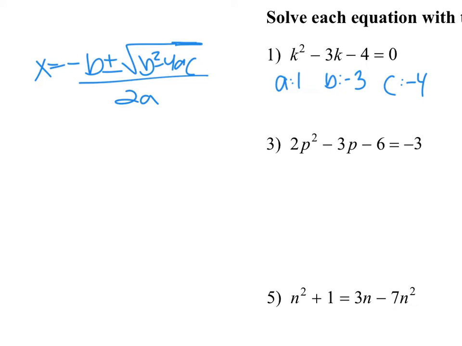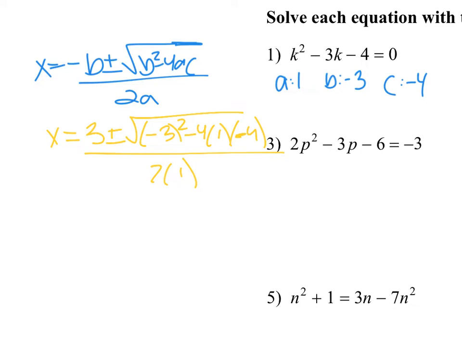Okay, and again, the quadratic formula is used when you can't factor. You could always complete the square too, but it's just another tool to use. But it's mainly when we have irrational solutions. So I'm just going to go ahead and plug things in. So negative b is negative 3, so positive 3, plus or minus the square root of negative 3 squared minus 4 times 1 times negative 4, all over 2 times 1.